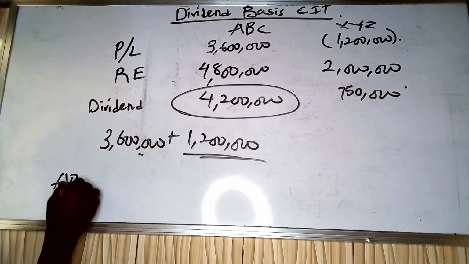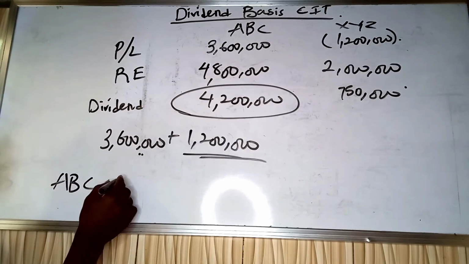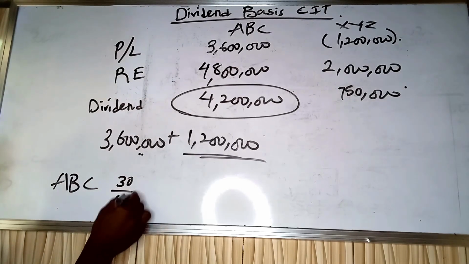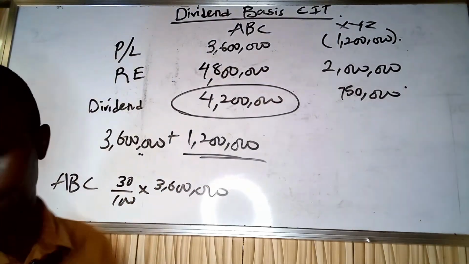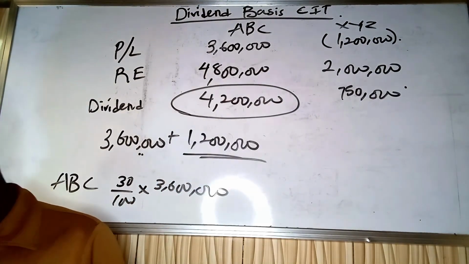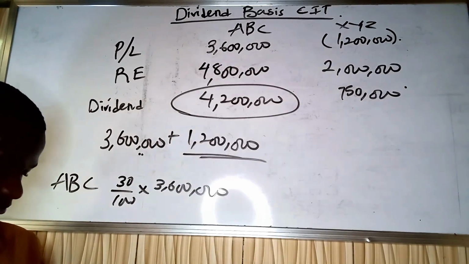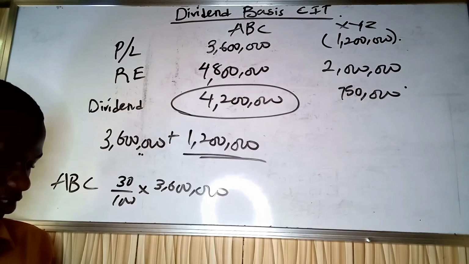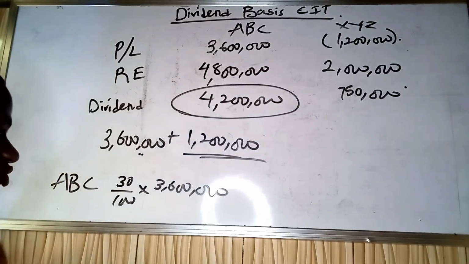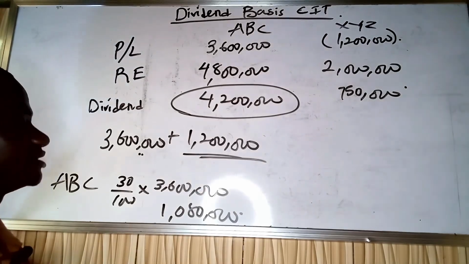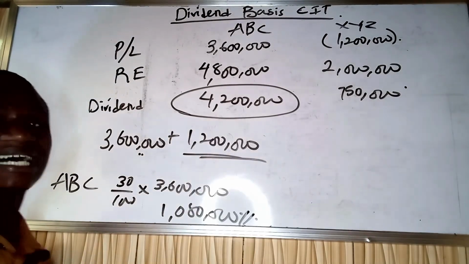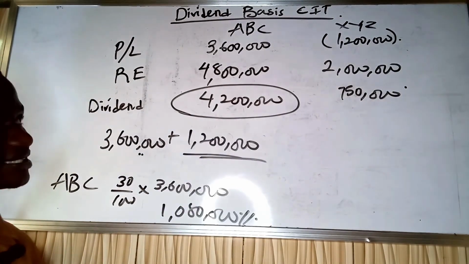So for company ABC, 30% of 3.6 million naira will give us 1,080,000 naira. So company ABC will be paying 1,080,000 naira as tax.